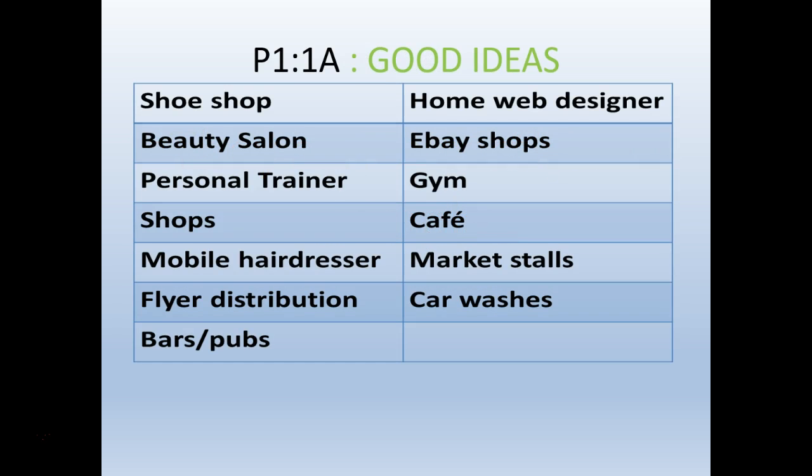Some good ideas which have worked are shoe shops, home web designer, eBay shops, beauty salons, personal trainers, gyms, shops, cafes, mobile hairdressers, market stalls, flyer distributions, car washes, bars and pubs. All of those have been done relatively well. They've been done simply. The smaller the better. And I will identify some bits where you can go and get some information to use. But all of them have been done fairly well, so these should be considered at some level.